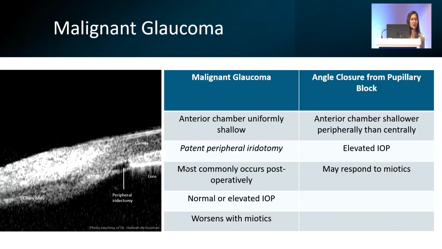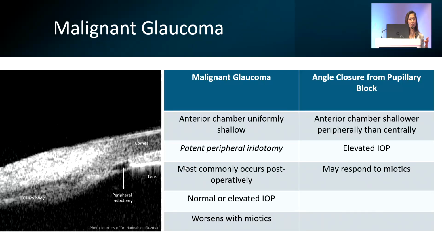In making a diagnosis of malignant glaucoma, it is important to consider angle closure from pupillary block, especially in patients with flat or shallow anterior chamber and elevated IOP. But unlike malignant glaucoma, wherein you have a flat anterior chamber uniformly, including the central part, with pupillary block, most of the time there's iris bombé, flat or shallow peripheral anterior chamber, but reasonably there's a space centrally.